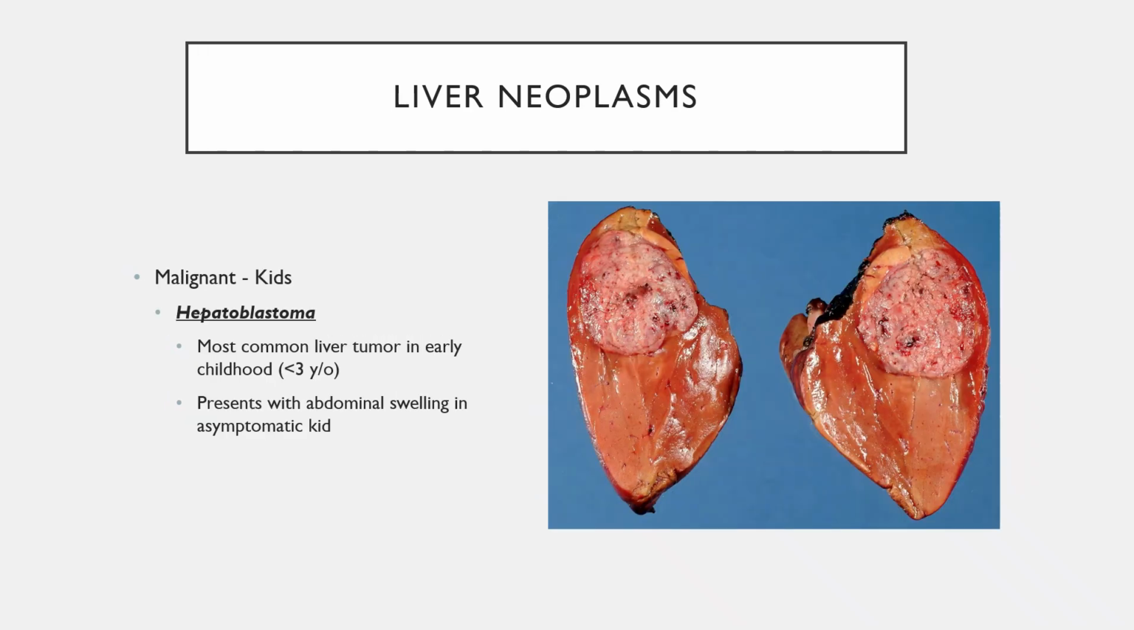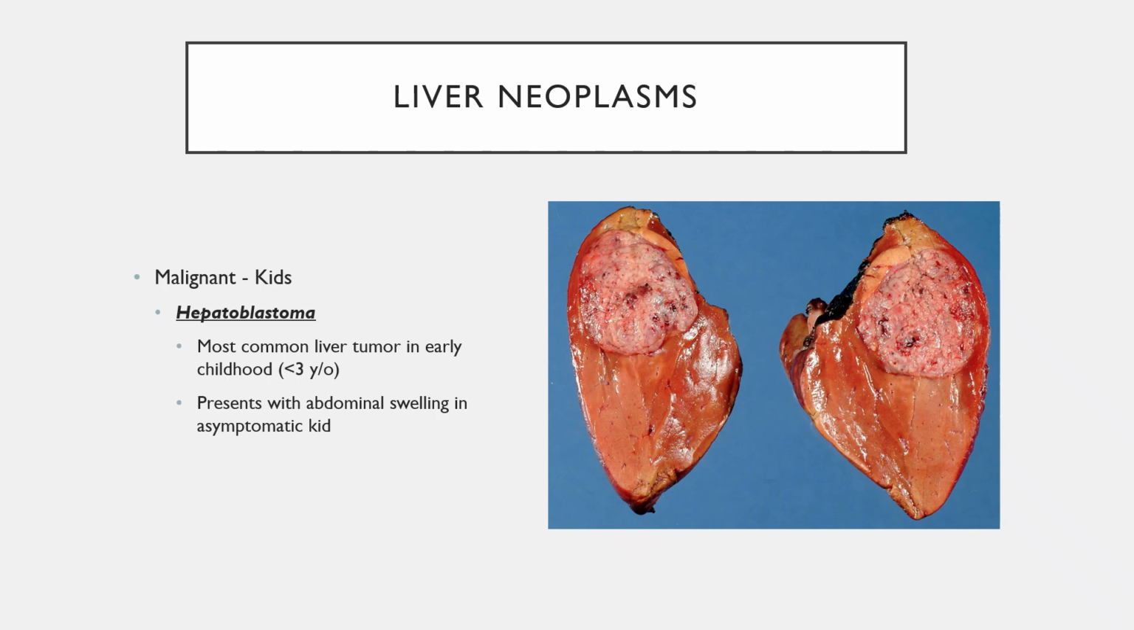All right, shifting gears a bit. We're leaving the benign world behind and stepping into pediatric malignancy. Hepatoblastoma is the most common primary malignant liver tumor in early childhood, typically showing up before age 3. So when you see a liver tumor in a toddler, this is the one that should immediately pop into your diagnostic brain. Clinically, these kids often don't look very sick at first. Instead, what usually triggers the workup is something a parent notices during bath time or a diaper change: abdominal swelling or a palpable mass. Not exactly subtle.